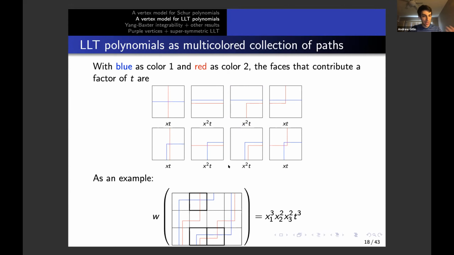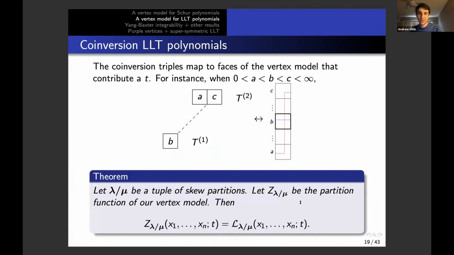Okay, and again, the weight of a configuration is just the product of the weights of the vertices. In our running example, these vertices that are bolded are the ones that give me a t. So overall, I have a t cubed as the weight. Okay, so that's the vertex model. So why does this vertex model give me LLT polynomials? Well, it's sort of by design.